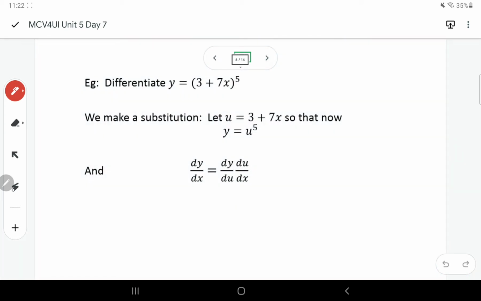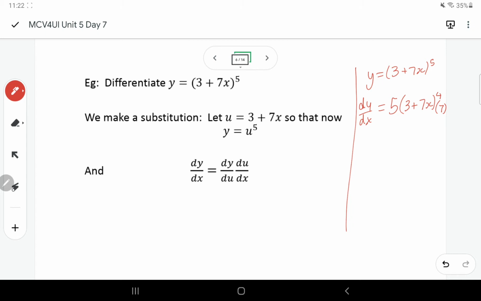So we will take a look at a kind of standard chain rule question here. Doing this the normal way, if we said y equals (3 plus 7x) to the exponent 5, dy dx, if we use the chain rule, it would be 5 times (3 plus 7x) to the exponent 4 times the derivative of that inside stuff, which would be 7.